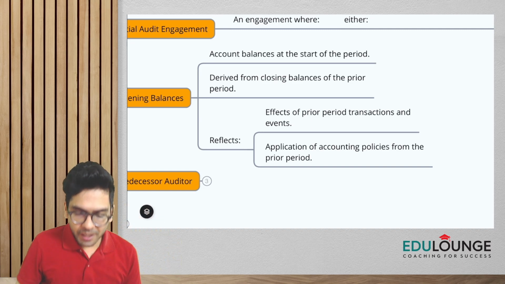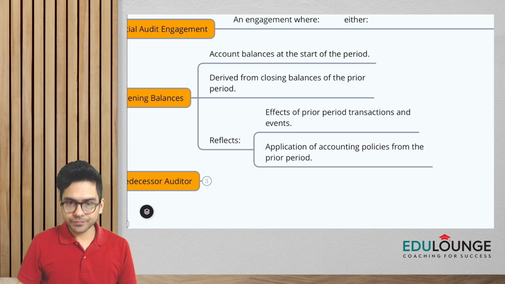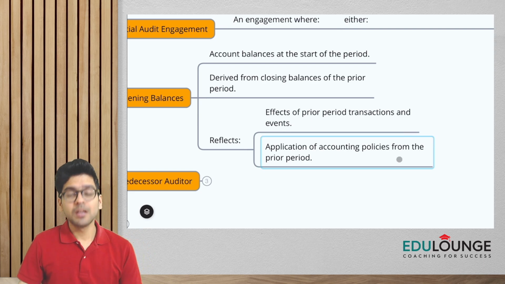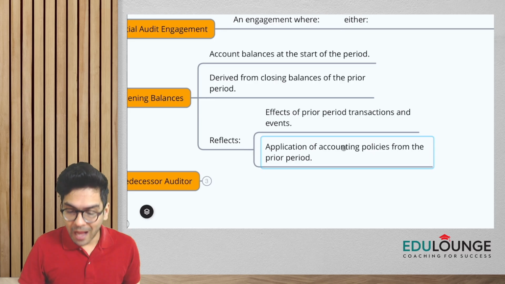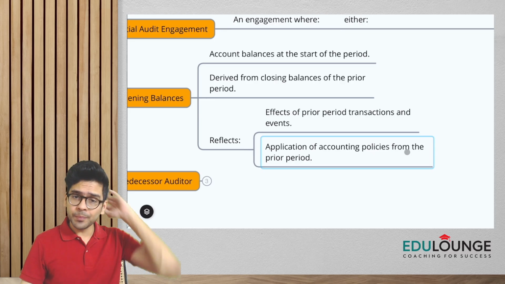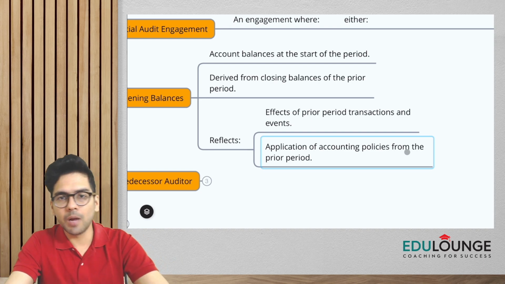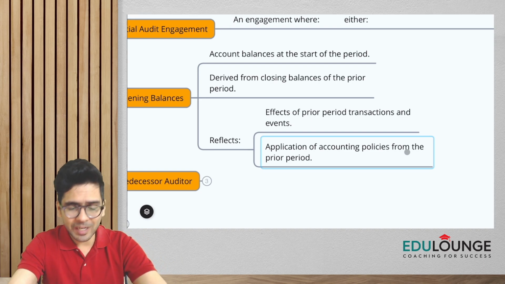So it reflects the effects of prior period transactions and events. No doubt we are going to consider the transactions and events, but at the same time the accounting policies also, the application of accounting policies from the prior period. So there has to be consistency in the application of accounting policy. Okay, so this is what is meant by opening balance.